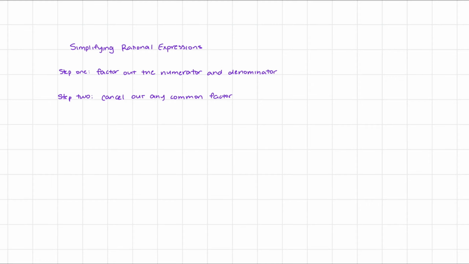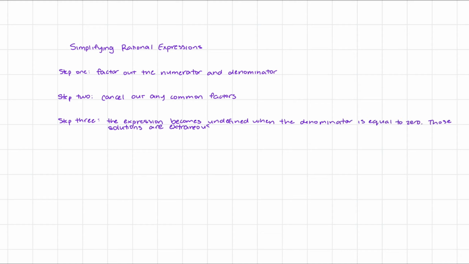Simplifying rational expressions. In order to simplify rational expressions, you first factor out the numerator and denominator, cancel out any common factors, and the expression becomes undefined when the denominator is equal to 0. So find whatever value will make the denominator equal to 0. So set it to 0.